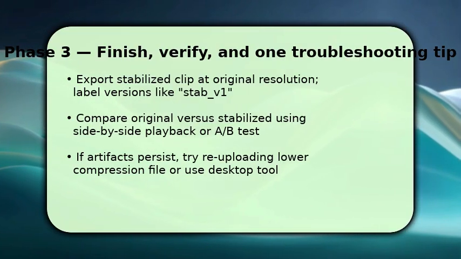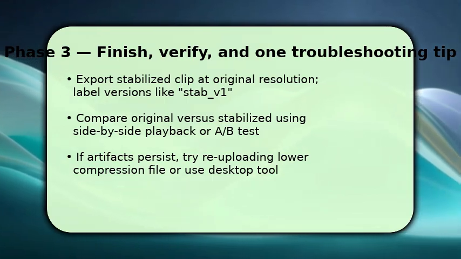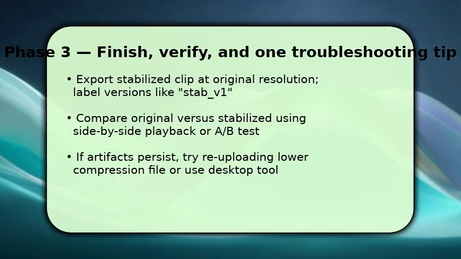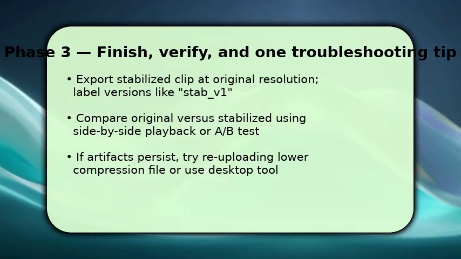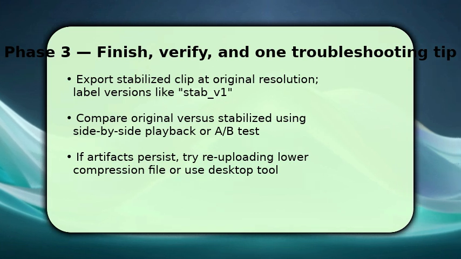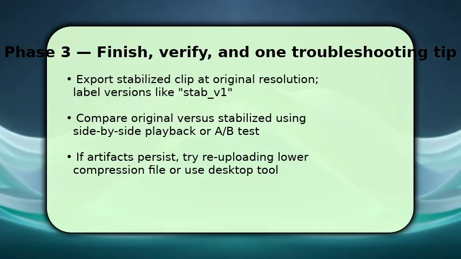If you encounter ghosting, severe warping, or dropped frames, try these fixes. Re-export from your camera with lower compression, re-upload that file, then rerun stabilization, or split the clip at problematic points and stabilize shorter segments. That single troubleshooting step fixes most issues.